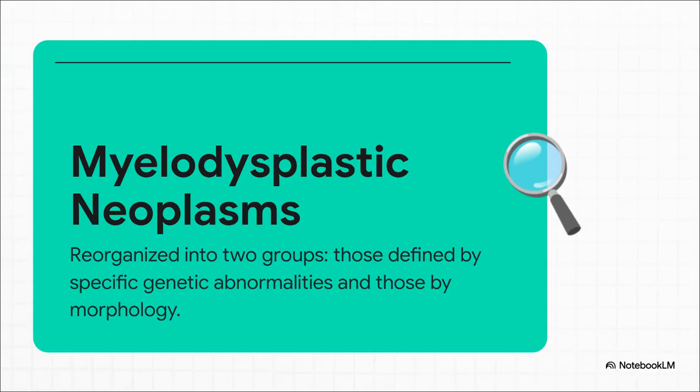For MDS, the big story is this brand new structure. You have to start thinking genetics first. MDS is now basically split into 2 main buckets. One is defined by those very specific genetic abnormalities, and the other bucket is for cases that are still defined by their morphology. This split just gives us so much better diagnostic consistency and way clearer prognostic information.